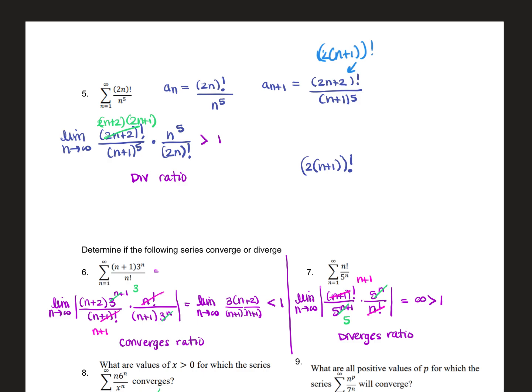So you can see here that our degrees are not equal. Here we have degree 5, but these guys we have 2 more, so it's going to be greater than 0. In fact, it's going to be infinity, so it diverges. Ratio test.